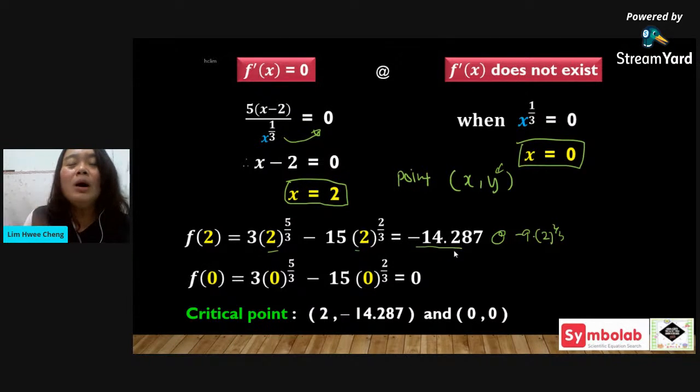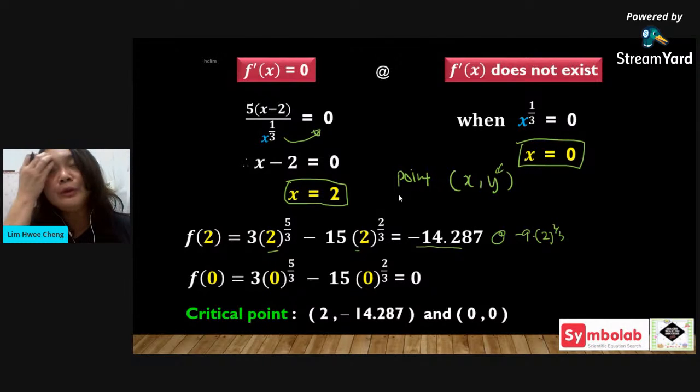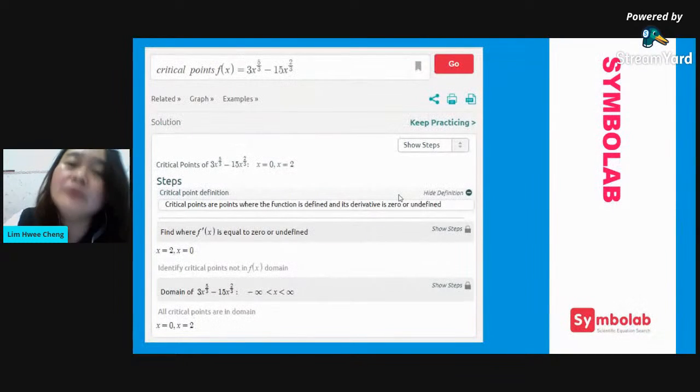Okay, you pun nampak, apa yang dimasukkan undefined. Dia punya vertical tangent tajam. Okay, ini bila gradient dia 0. So, you are correct. You see? Okay? Boleh? So, very easy, if you know how to give the command. So, I hope that you can remember. Kalau you tak remember pun tak apa. You boleh tuntun balik.